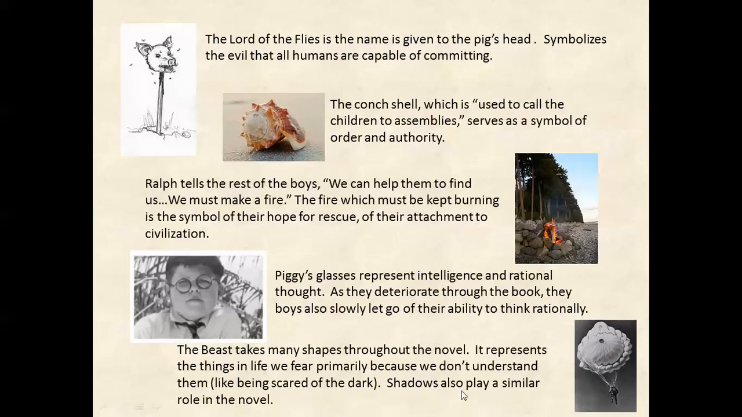And so, you know, the beast basically is this irrational fear. Shadows also play a similar role in the novel. You'll notice that there are times in the novel where the island is very bright and luminous and fun and playful, but then shadows creep in to certain scenes, and again, there's that darkness. Anytime shadows start to creep in and things get dark, we start to worry about the beast, and we start to imagine things.